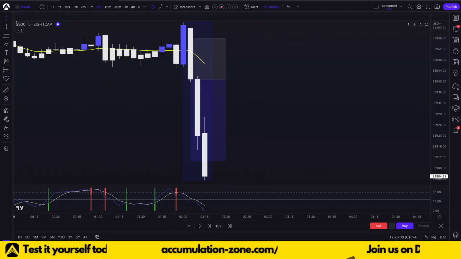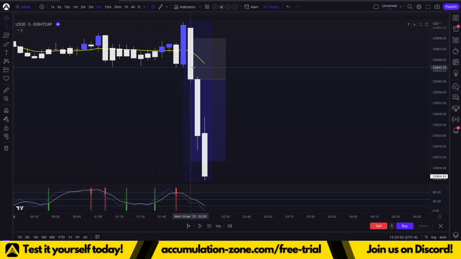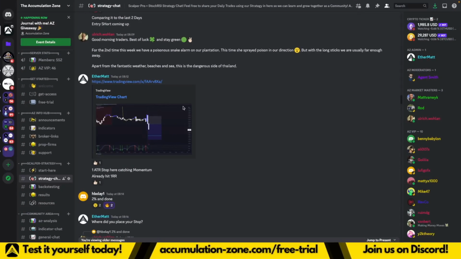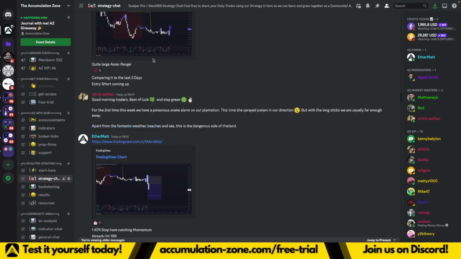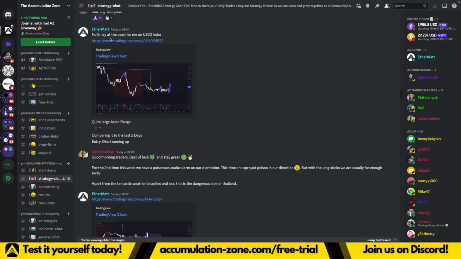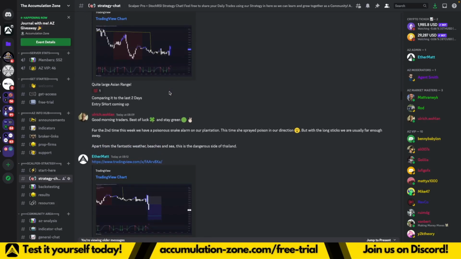I shared this already on the community section on YouTube and on our Twitter, also on our Discord server. And right here we can see this trade on our Discord. This is when we all get started right here at the beginning of the session, where I said no entry at the open for me on US30 yet, because we got this bullish engulfing candle.